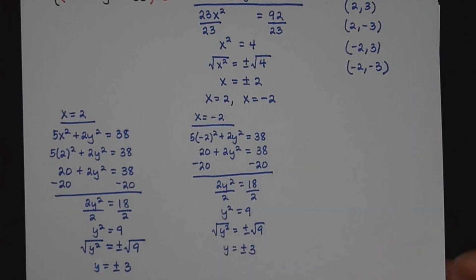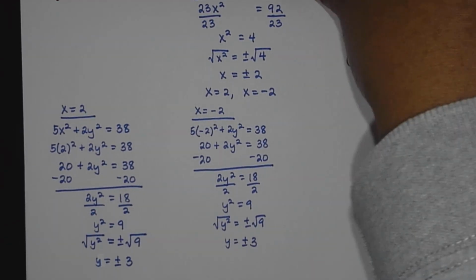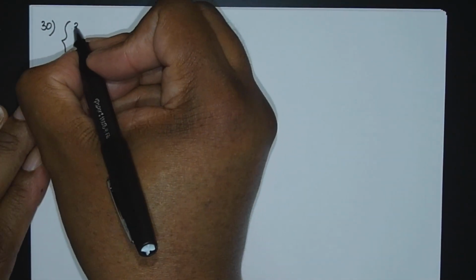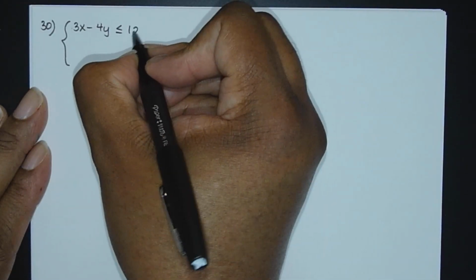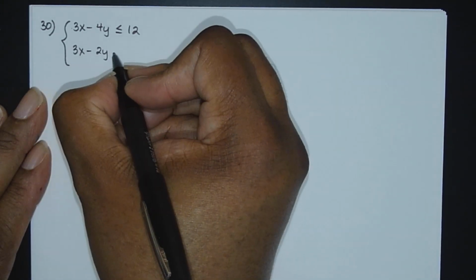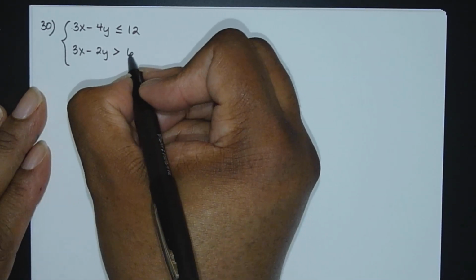And finally, problem number 30. Does everyone have this? Here we're going to graph the solution set of the system of inequalities or indicate that the system has no solution. So number 30, we have 3x minus 4y is less than or equal to 12, and the other inequality is 3x minus 2y is greater than 6.